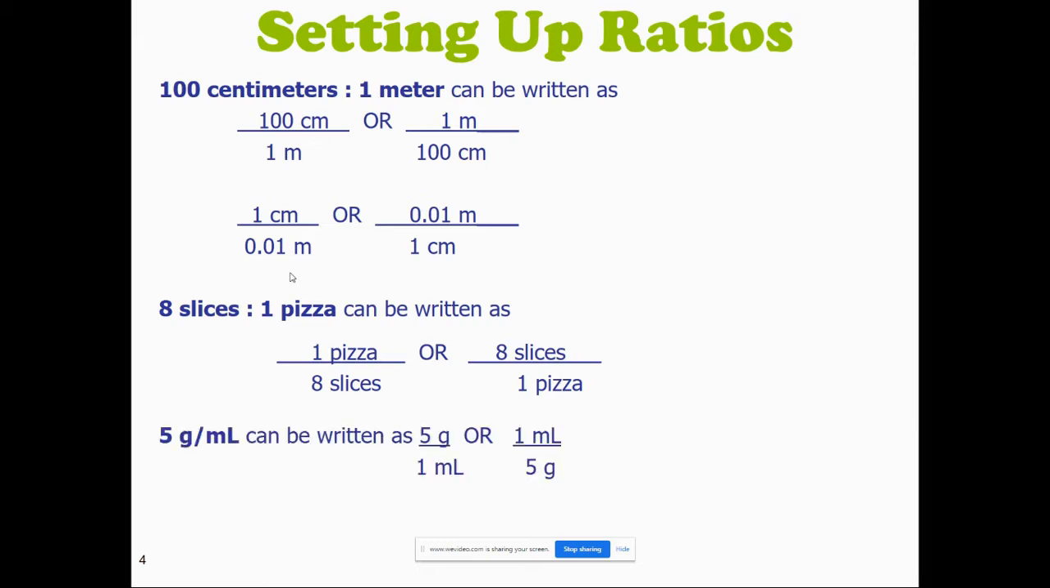Another example, if you're looking at something like density, and the density of something is 5 grams per milliliter, that means that if you have 1 milliliter of that object, it's going to weigh 5 grams. Or if you have 5 grams of that object, you're going to have 1 milliliter. So you can write that as 5 grams over 1 milliliter or 1 milliliter over 5 grams. Those are equivalent statements.